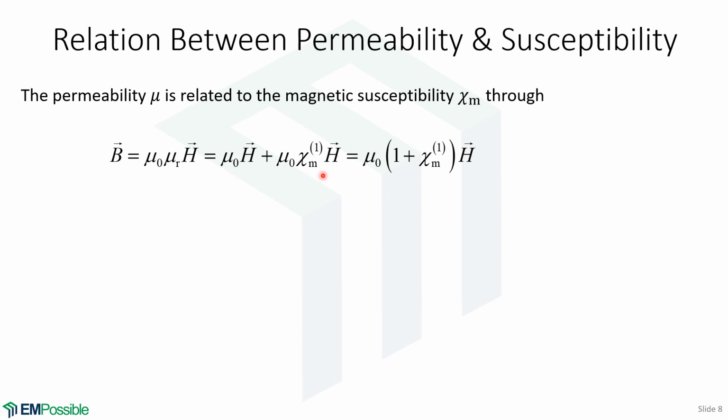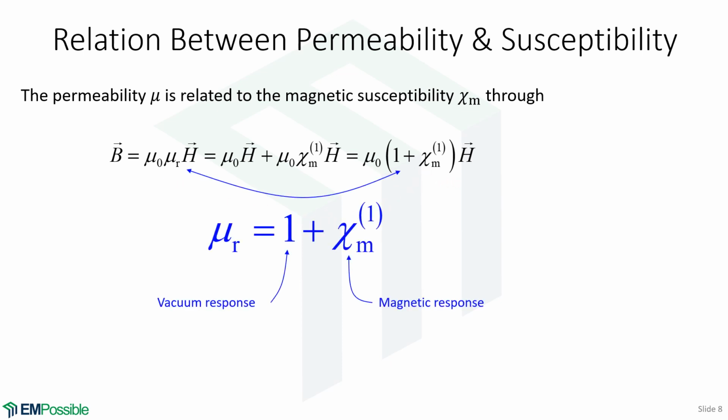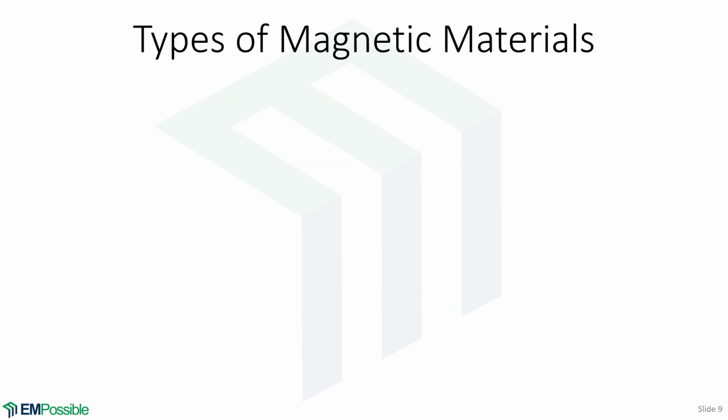I can factor out the mu naught, and I can also factor out the H, and we end up over here. Now, comparing this final expression to what we had over here, we can see that the relative permeability is 1 plus the magnetic susceptibility. And the 1 represents the ability for vacuum to store magnetic energy, and the chi sub m term is the ability for matter to store the magnetic energy.